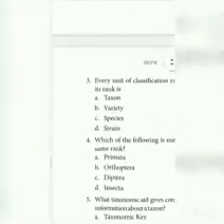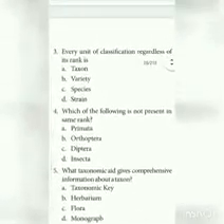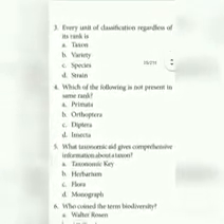Second one, a group of organisms having similar traits. Traits means characters. A group of organisms having similar character, that is a morphological character of a rank, is called a species. Species is the answer. And third one, the unit of classification regardless of rank is called a taxon.